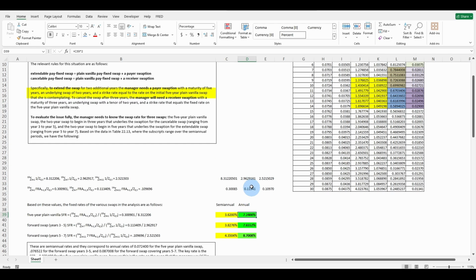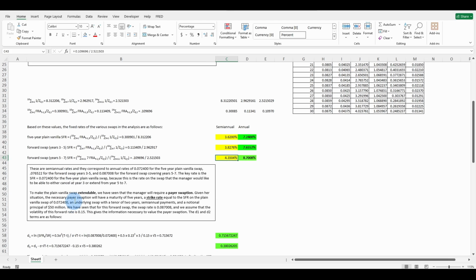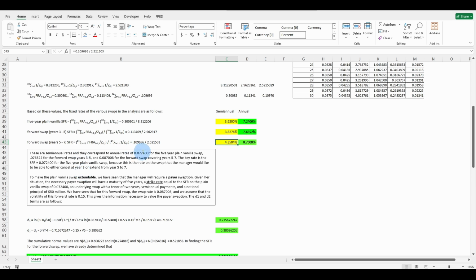We're going to do the exact same thing here, and we're going to repeat this process until we come up with our semi-annual pricing. These are semi-annual rates, and they correspond to annual rates: 0.072 for the 5-year plain vanilla swap, 7.6522 for the forward swap, 3 to 5 years, and 0.08708 for the forward swap covering years 5 through 7. The key rate is this SFR right here.